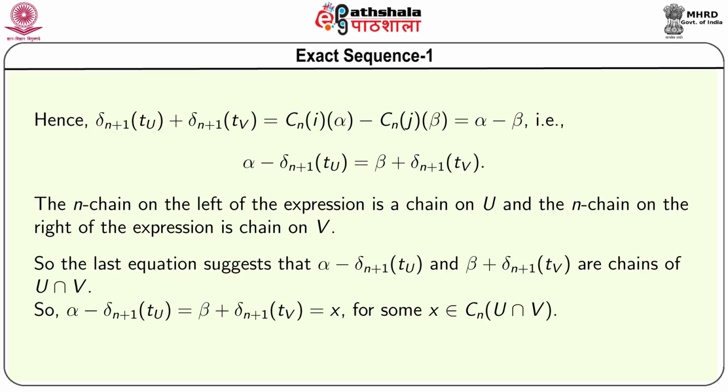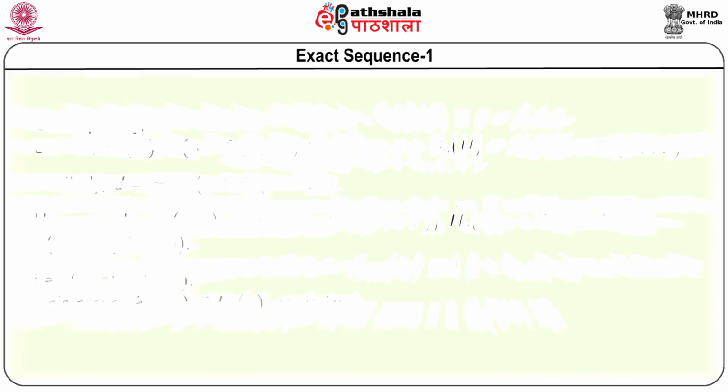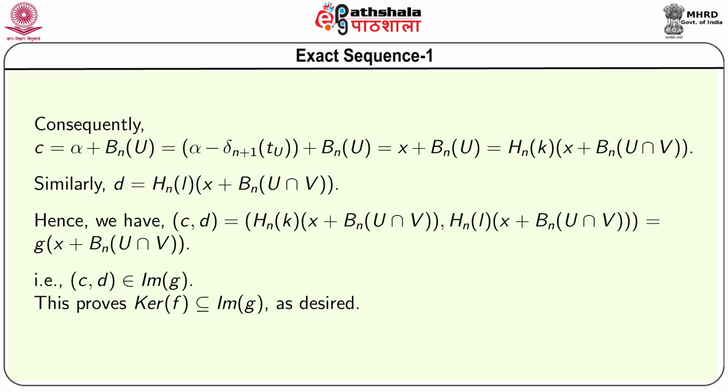So, this last equation suggests that alpha minus delta n plus 1 of t u and beta plus delta n plus 1 of t v are chains of U intersection V. So, let us write it as some element x; that means alpha minus delta n plus 1 t u, which is equal to beta plus delta n plus 1 of t v, is equal to some x, where x is a chain in U intersection V. Consequently, c can be written as alpha plus B n U, which is alpha minus delta n plus 1 of t u plus B n U, and that is equal to x plus B n U, which is H n k of x plus B n of U intersection V.